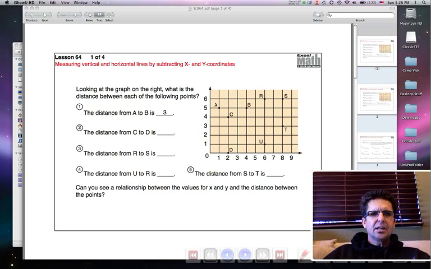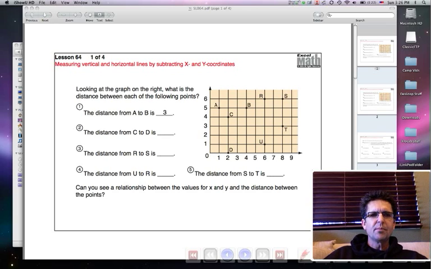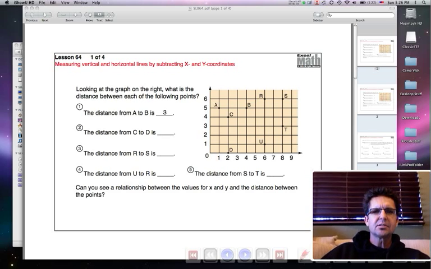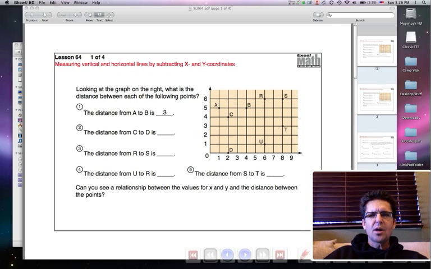Fifth grade Excel lesson 64, fifth grade level lesson 64, measuring vertical and horizontal lines by subtracting x and y coordinates. This is a pretty simple lesson. I think if you pay attention you'll get it no problem.